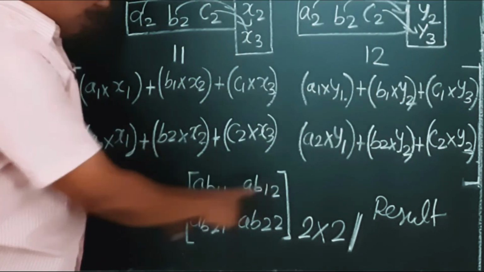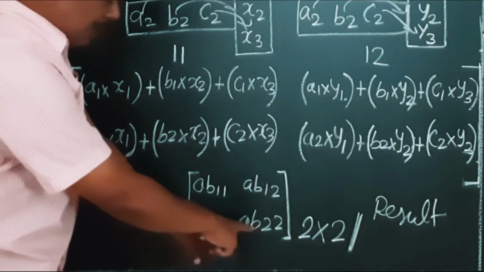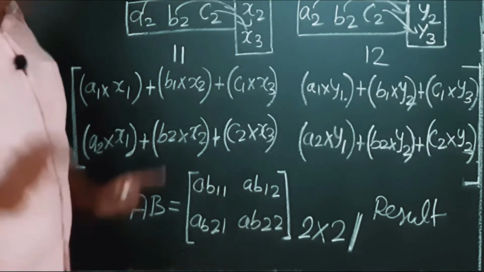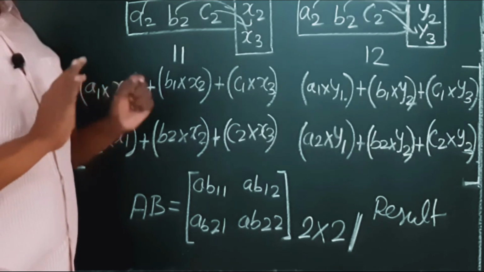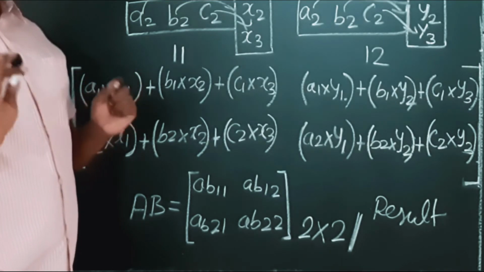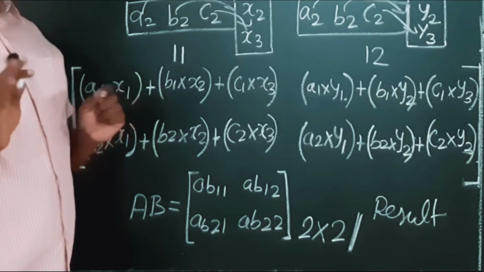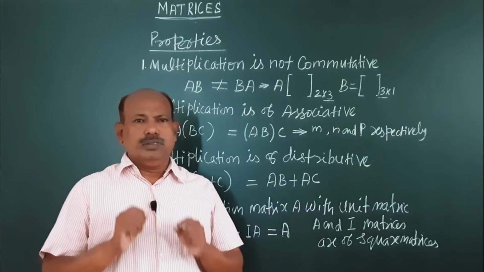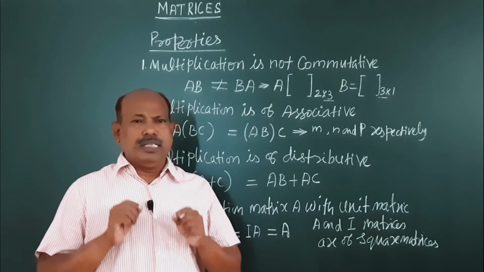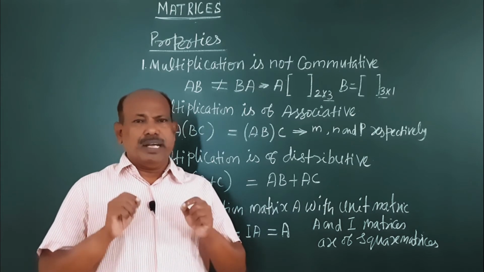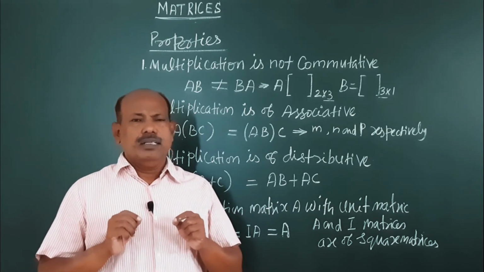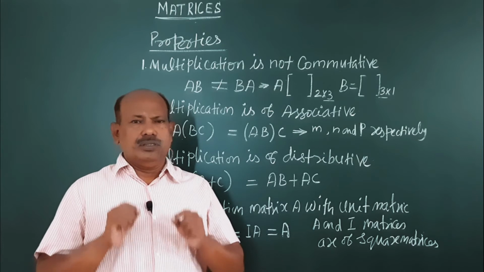AB11, AB12, AB21, AB22. That is the result. This is the procedure for multiplying the given matrices. Next, we have to see the important properties of multiplication of matrices. There are 4 properties we are going to see.